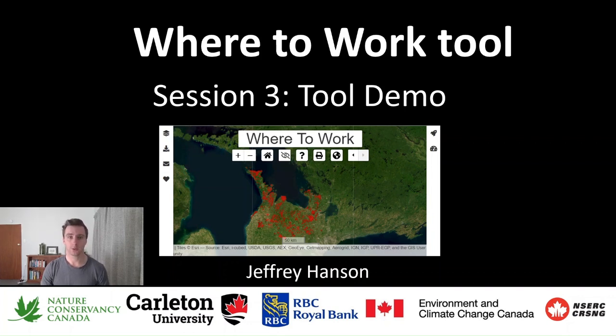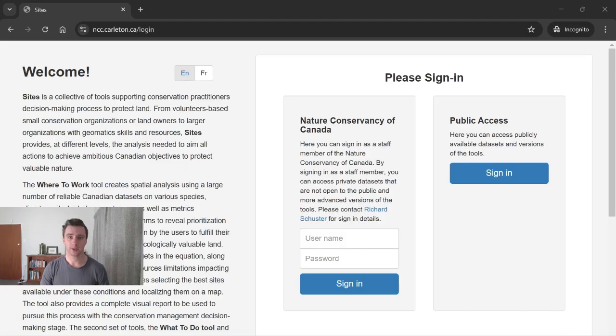So to access the tool, you'll need to visit ncc.carleton.ca, and I recommend using Google Chrome for the best experience. When you visit this website, you'll see that there's two options for signing in. One of these options is for staff members of the Nature Conservancy of Canada. If you are a staff member of NCC, I recommend contacting Richard Schuster and he can provide you some login details. This will provide you access to private datasets that aren't open to the public. If you're not a member of NCC, you can use the public sign-in option instead.